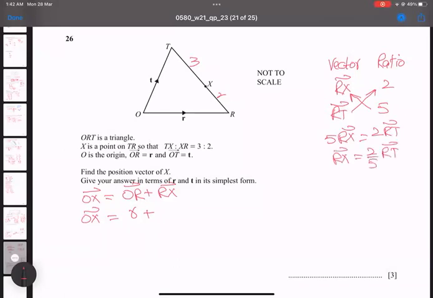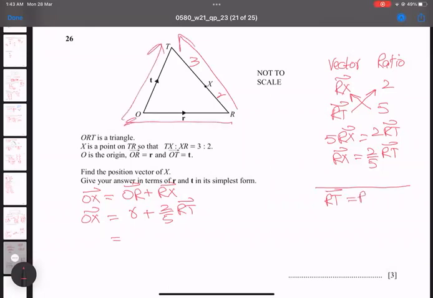Now RT value we need. If I get RT value, this value I'm going to plug in here. So I'm writing here 2 over 5 times RT. If I get RT, my question is going to finish. Now I'm going for RT. What is RT? If you see the path, writing for RT. RT is my target. Can I say R to O and O to T? Yes, I can say R to O vector plus O to T vector.